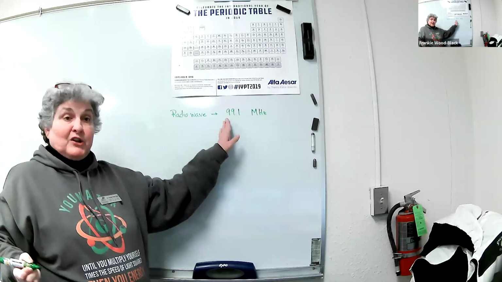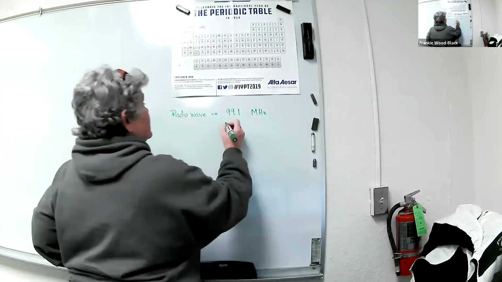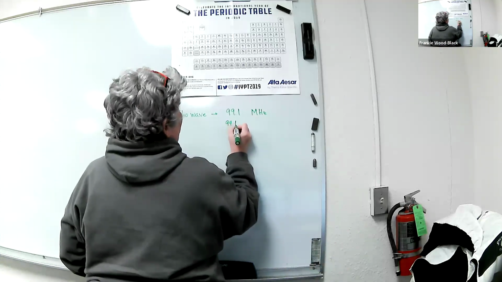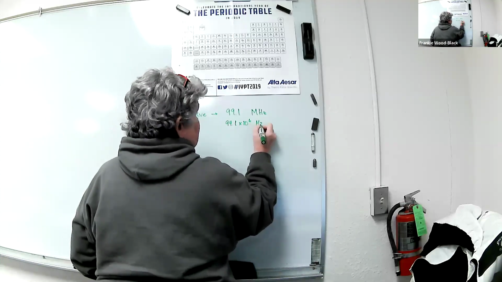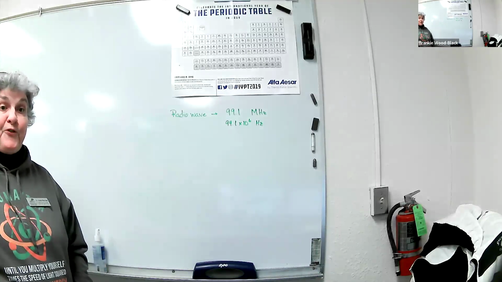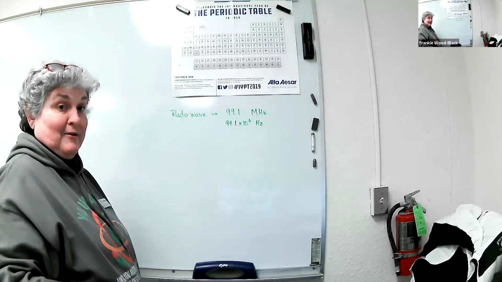So KOSU is 99.1 megahertz. So this is going to be 99.1 times 10 to the 6 hertz. That's the frequency of the wave. That's the frequency that we have.